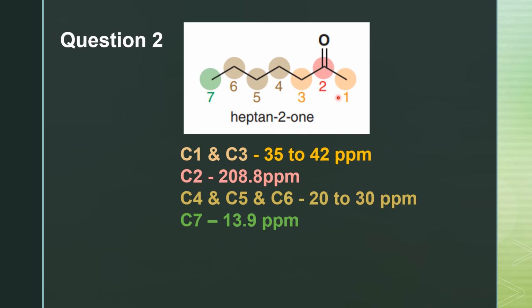And C2, this one I already said that C double bond O will come above 150. So above 150 to 200, 208 ppm. And C4, 5, 6, these are all in the same range. CH2, CH2, CH2, and nearby also CH2 is there. Here CH3, we know that it comes around 13.9, less than 20. And above 20 means these CH2, CH2, CH2 are in the 20 to 30 ppm range.